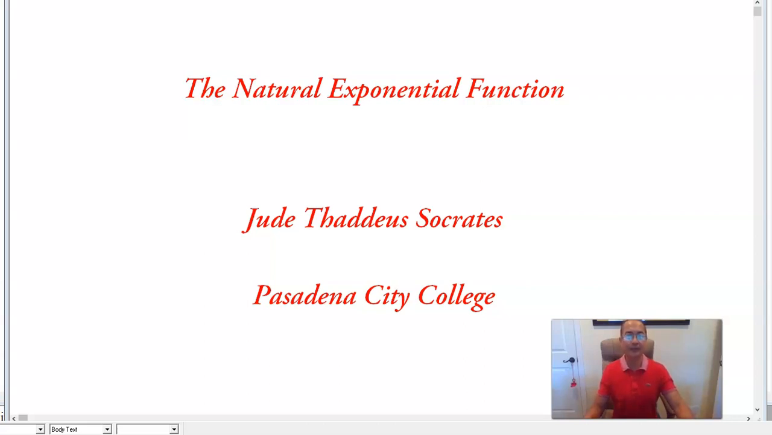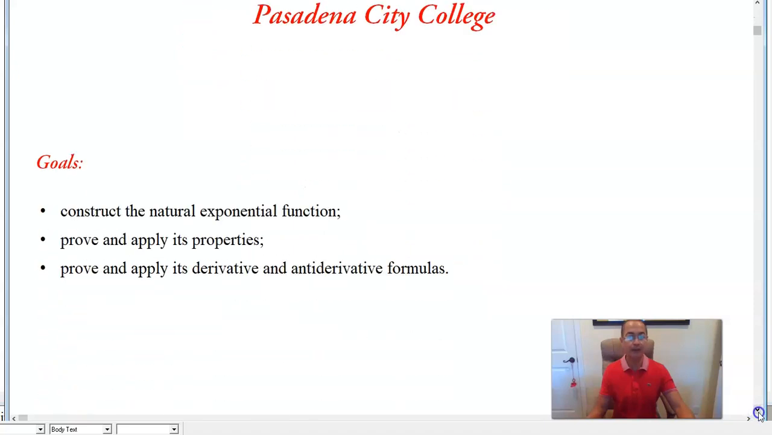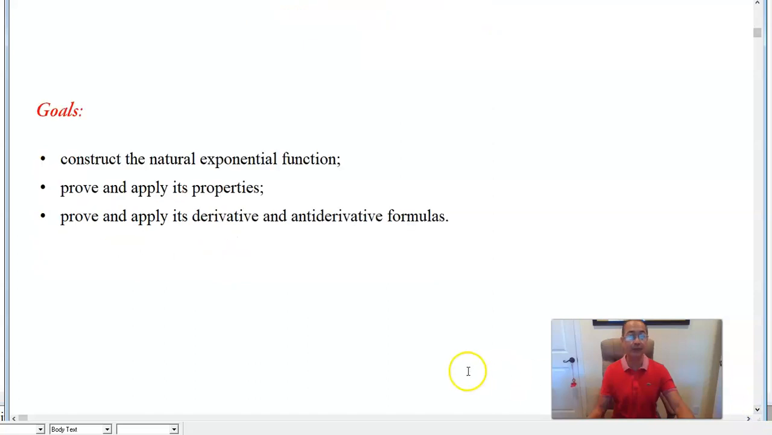Welcome to today's video where we will be studying the natural exponential function. So our goals for this video are to construct the natural exponential function, and that is going to come from our previous topic, which was the natural logarithm function. We will prove and apply the properties of this function, and we will prove and apply in particular the formulas for its derivative and antiderivative.